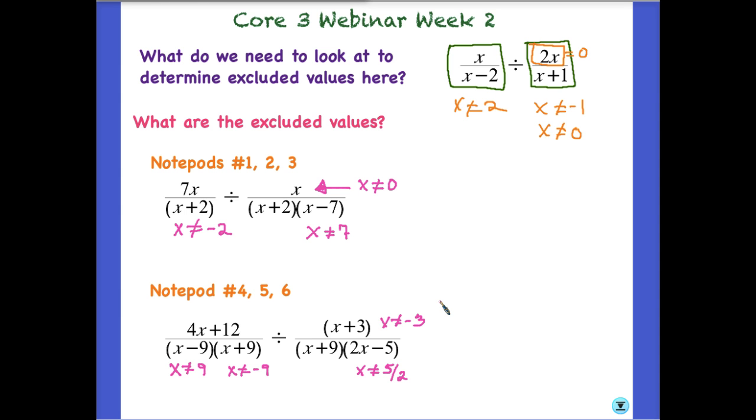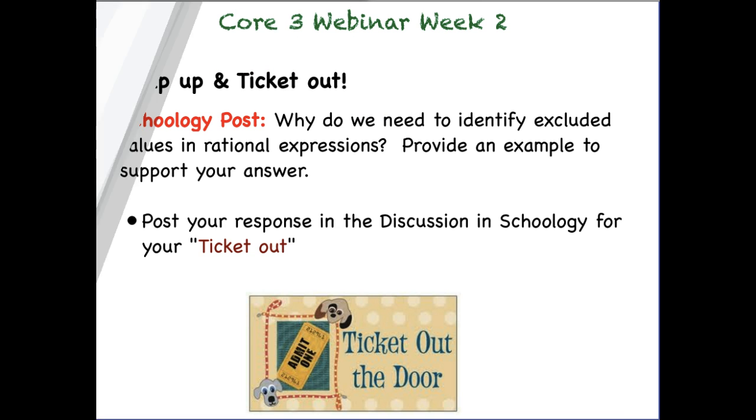So hopefully that helps. But okay, so Trevor, I know that you are waiting too. So you guys, in your ticket out, why do we need to identify excluded values in rational expressions? And then just provide some kind of an example to support your answer.